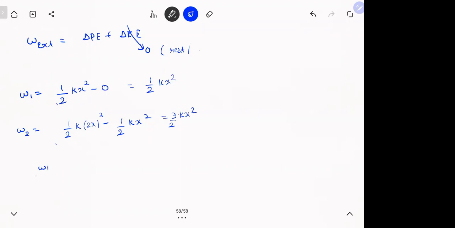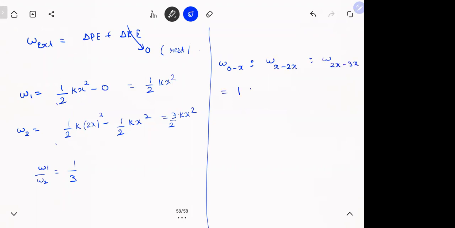So we get W1 by W2, meaning whatever energy you're putting in is in 1:3 ratio. Meaning if you had gone this way, 0 to x, x to 2x, 2x to 3x, then the ratio would have been 1:3:5. Meaning the more you stretch, the more difficult it becomes to keep it elongating. You need to put more and more effort.